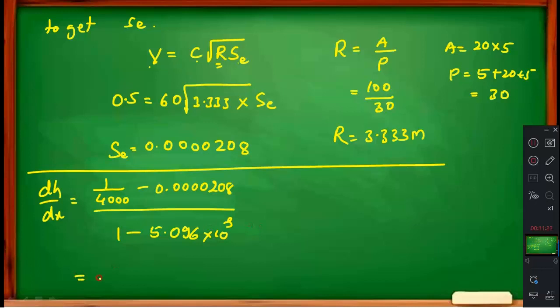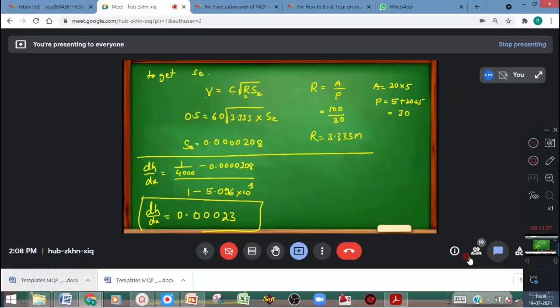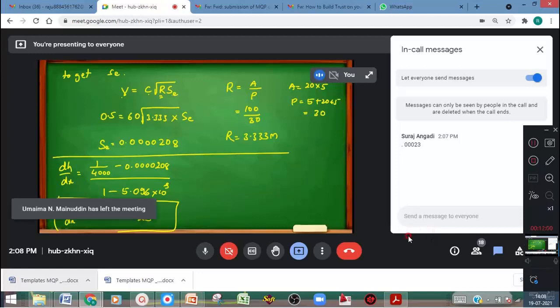The answer you are getting here is 1 by 4000 minus 0.0000208 divided by 1 minus 5.09 into 10 raised to minus 3. Then how much are you getting? The answer is 0.00023 dH by dx. Do you have any doubts? Ask. Don't hesitate. Ask.